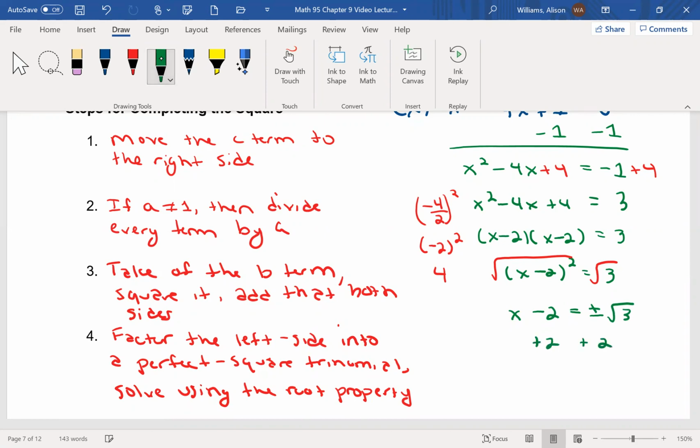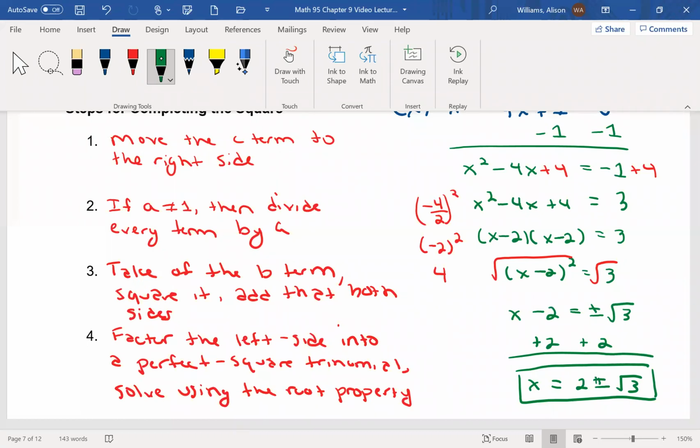Now, I can't really add 2 to the square root of 3. They're not like terms. So I'm just going to put 2 in the front, plus or minus square root of 3, and that is the answer. It's an ugly answer, but I couldn't have gotten that using factoring, which is why we need this method.